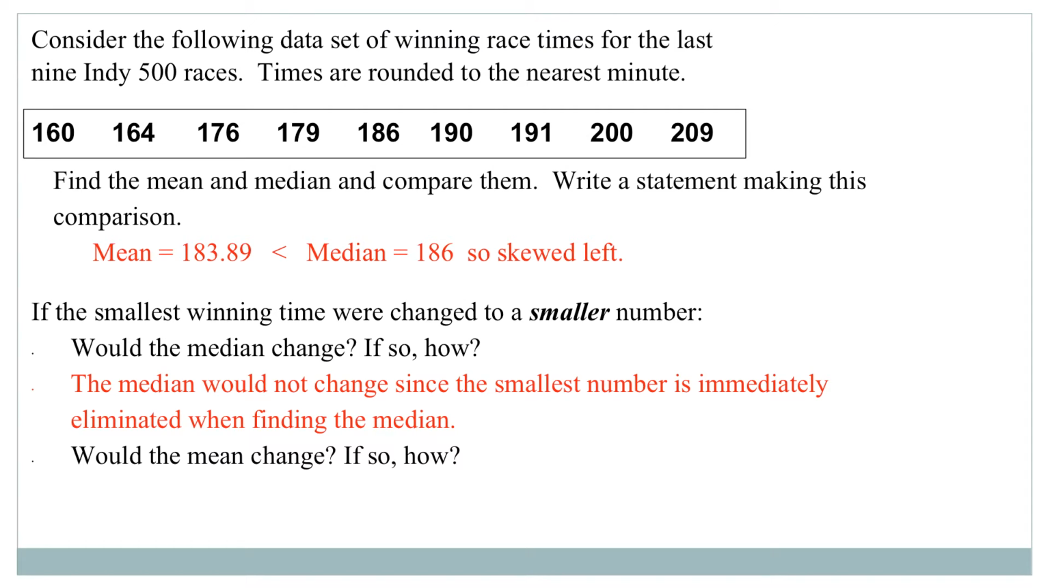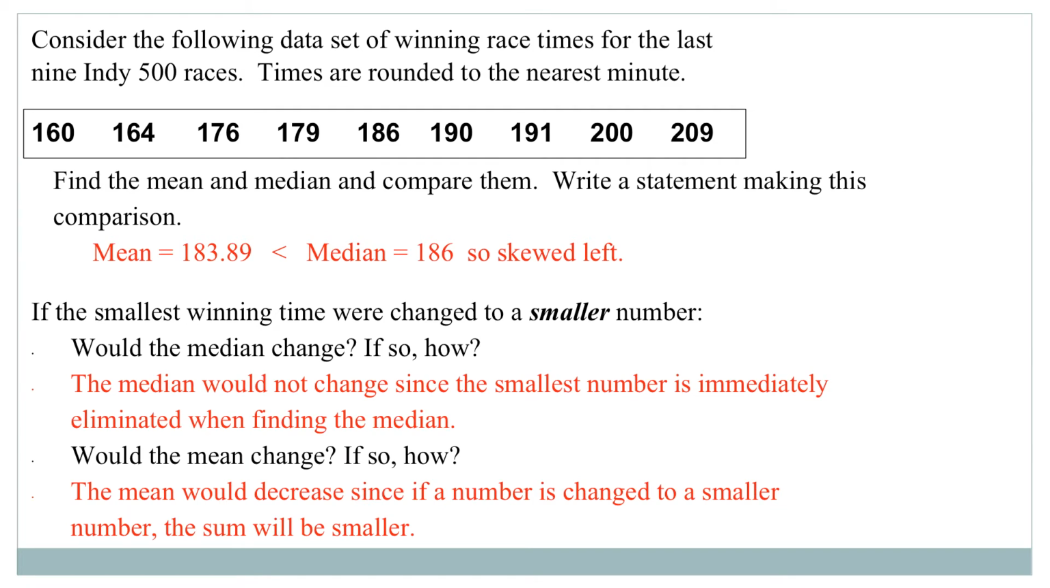But in terms of the mean, if you changed that 160 to a 150 or something even smaller, what you would notice is that when you add up all of your data items, you get a smaller number. So the mean overall would decrease. So the median does not change, but the mean does, when you change the outlying data points, the largest or the smallest ones. So that's it for these couple of problems. Just wanted to give you a couple extra examples that go through some of this descriptive statistics stuff.